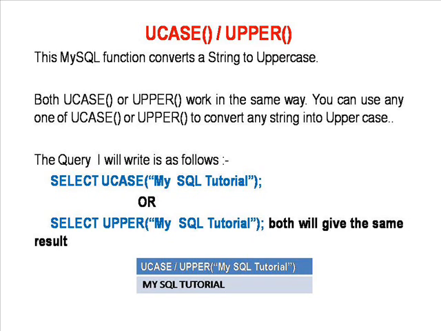As against LCase or lower, we have UCase or upper. This function converts a string to uppercase. Again, both UCase or upper work in the same way. That is, you can use any one of UCase or upper to convert any string into uppercase. For example, we want to convert the string MySQL to uppercase.